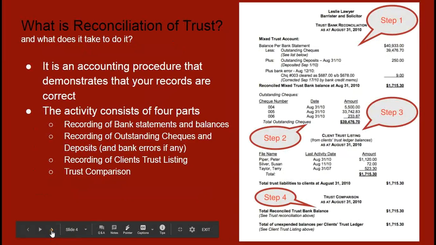Okay? So it's an accounting procedure that demonstrates that your records are correct. And when we focus specifically on the trust reconciliation process, we have broken it down to make it easier for you to appreciate and understand. We've broken it down into 4 steps. And this is what the Law Society wants you to present as part of that trust reconciliation report.